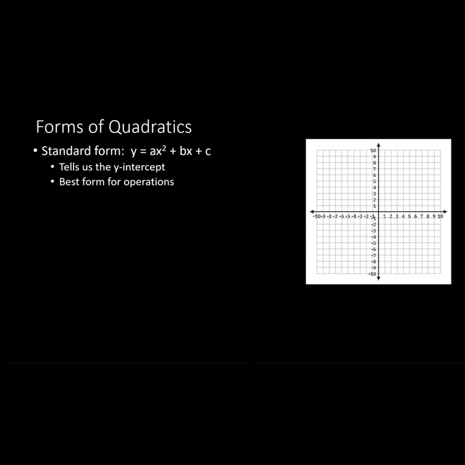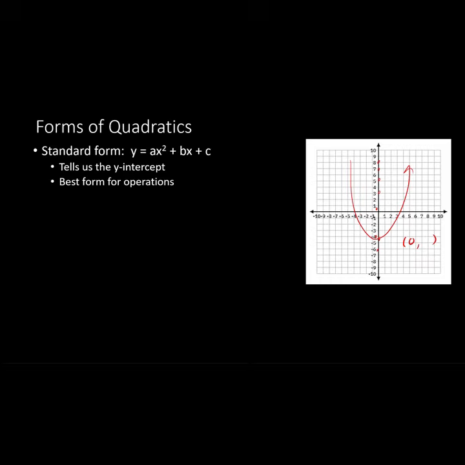Now, why does it tell us the y-intercept? The y-intercept would be the point where the function crosses the y-axis. So wherever that point happens to be, we know that the x-coordinate of that point is 0.